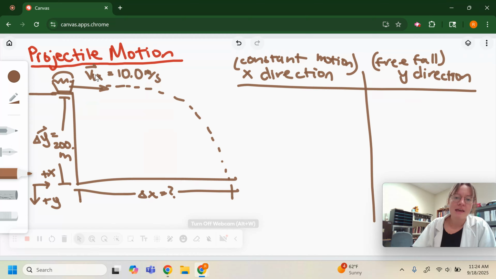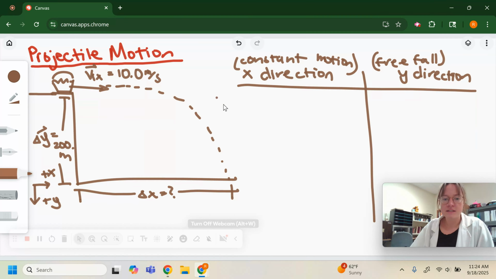Okay, here we go. Here's what I'm thinking. First, I'm looking for how far I'm going to go in the x direction. I've already written all my knowns and unknowns on my picture, so I don't need to rewrite them anywhere, but you do need to create a t-chart where you divide up the x direction and the y direction because we are going to analyze them separately since they operate independently. In the x direction, I'm looking for delta x, so I'm going to start by saying this.